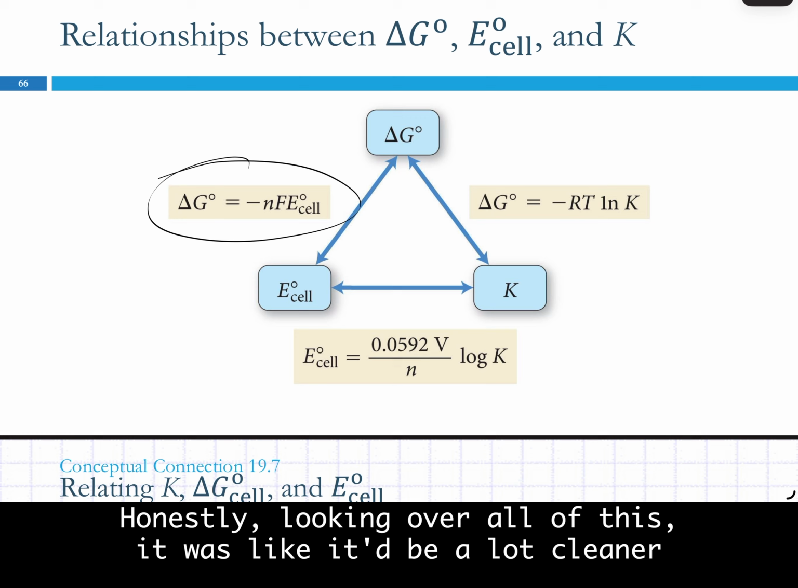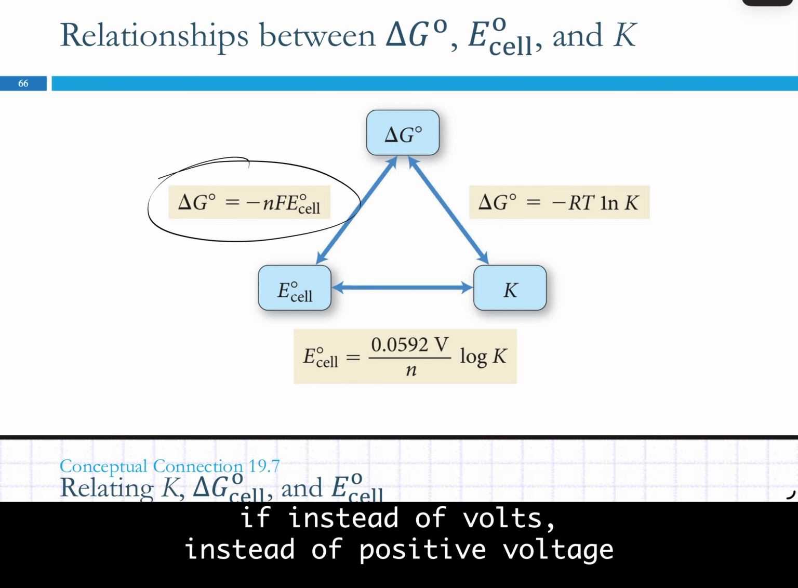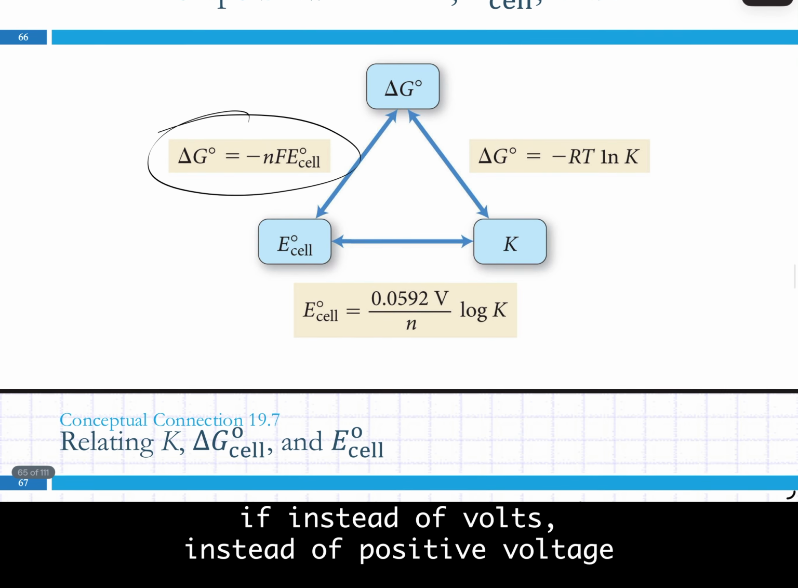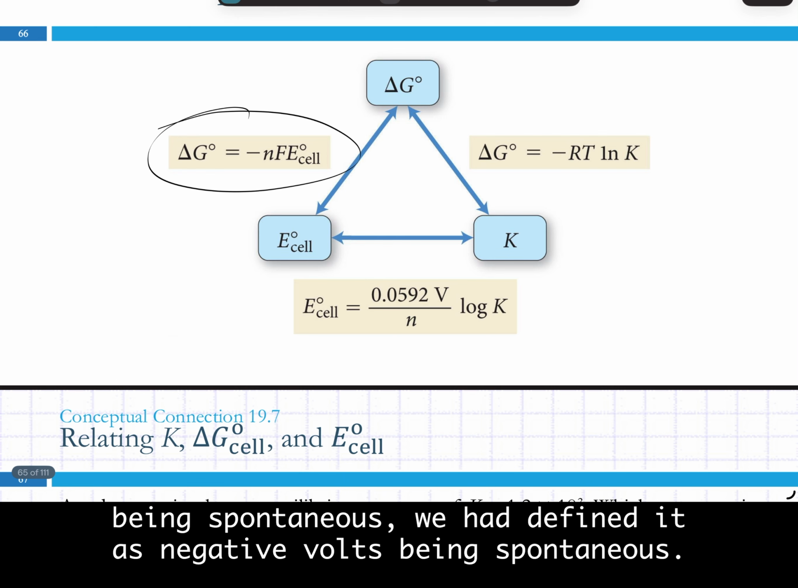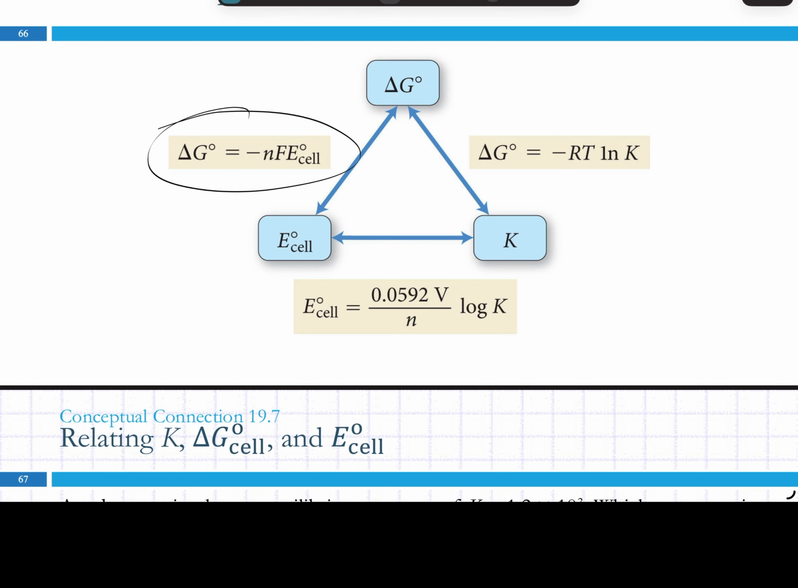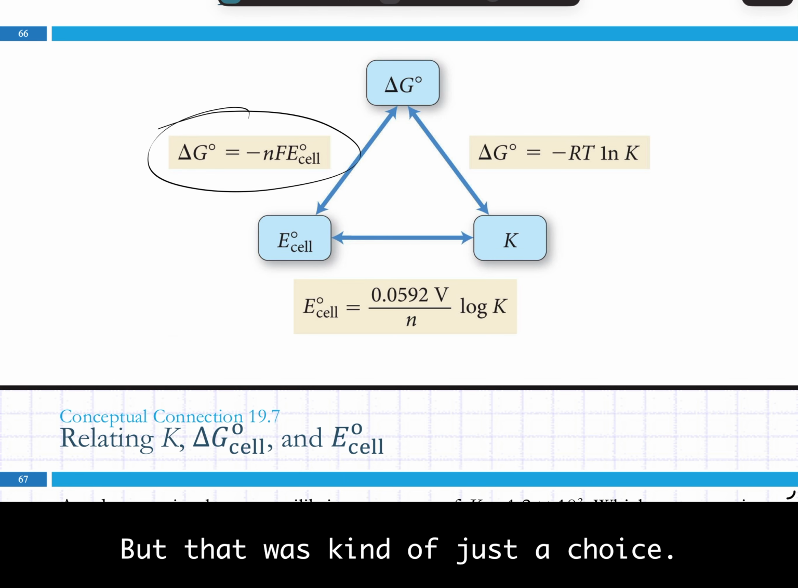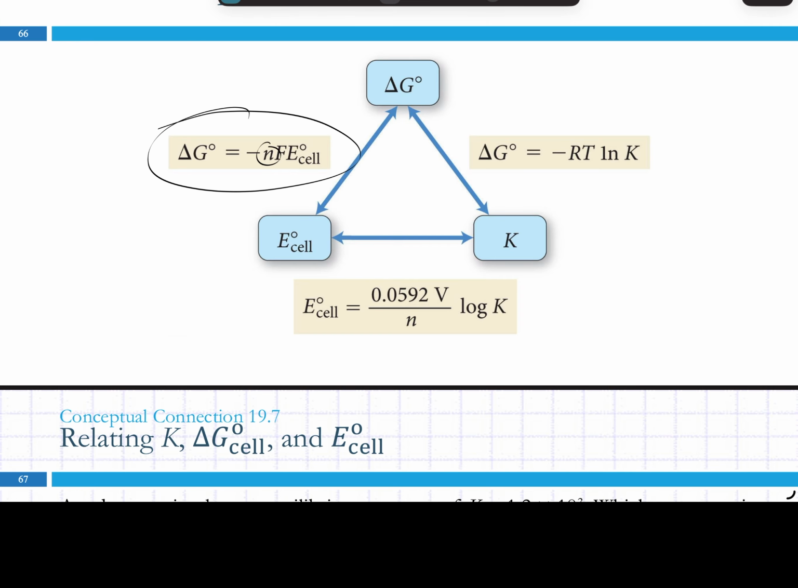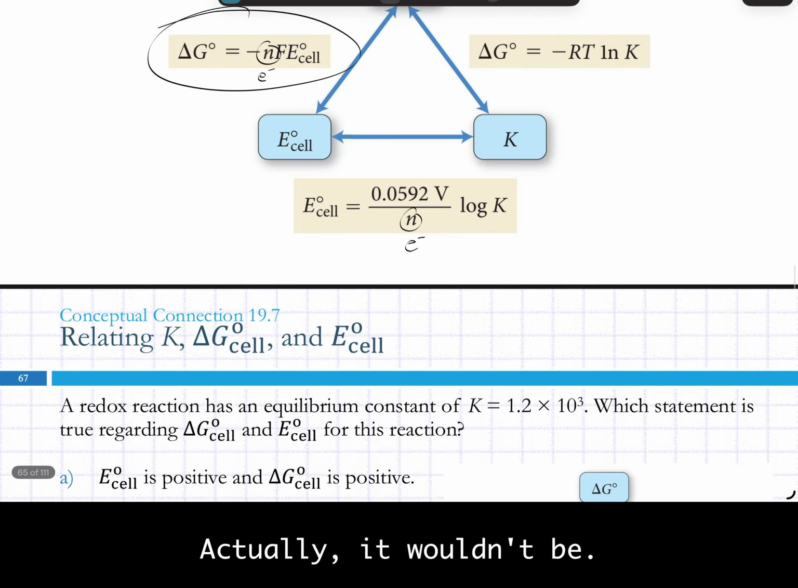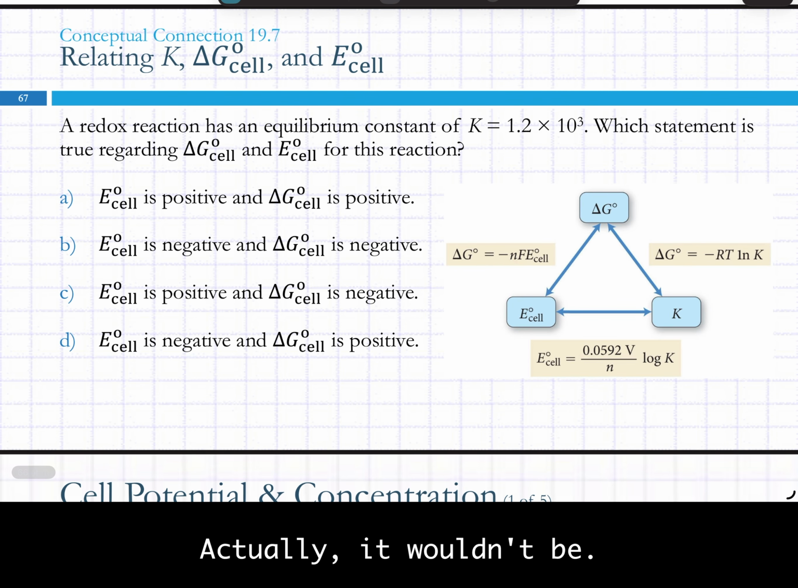Honestly, in looking over all of this, I was thinking it'd be a lot cleaner if instead of positive voltage being spontaneous, we had defined it as negative volts being spontaneous. Like that was kind of just a choice. And then all of these negatives wouldn't be flipping signs. Actually, it wouldn't be. Anyways. Big aside there.